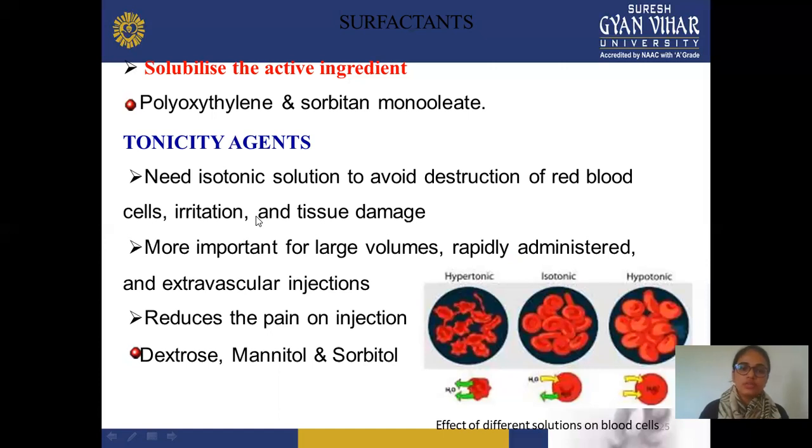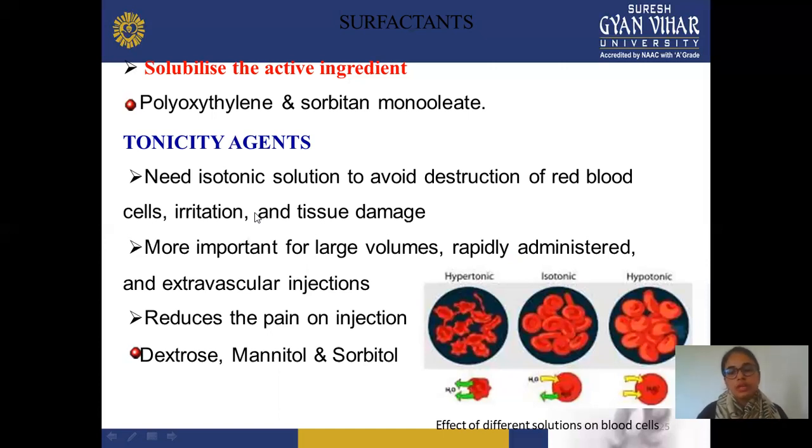And next is the tonicity agent. In this, you need an isotonic solution to avoid destruction of red blood cells, irritation and tissue damage. If you don't formulate your formulation in a proper isotonic condition according to your body requirement, or isotonicity, then there may be chances that a severe problem or condition may occur. So you should prepare a formulation in a proper isotonic condition. And if you don't prepare in this condition, there may be chances that your RBC, or red blood cells, get destroyed, or irritation or some tissue damage is observed.